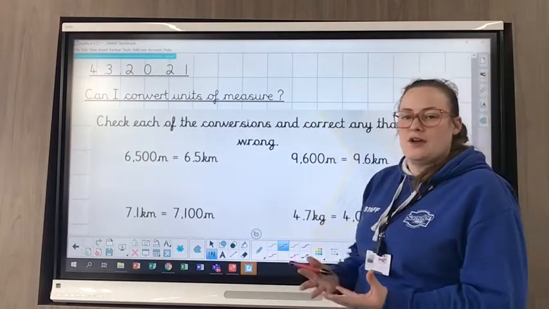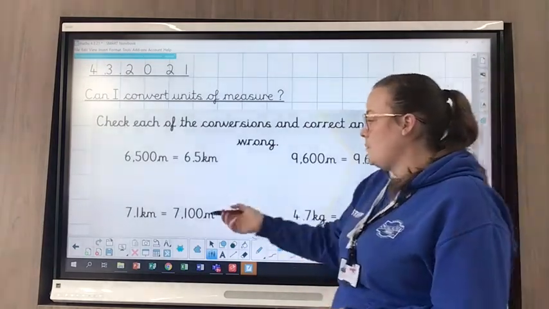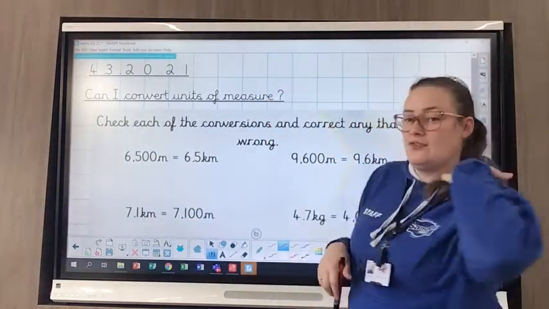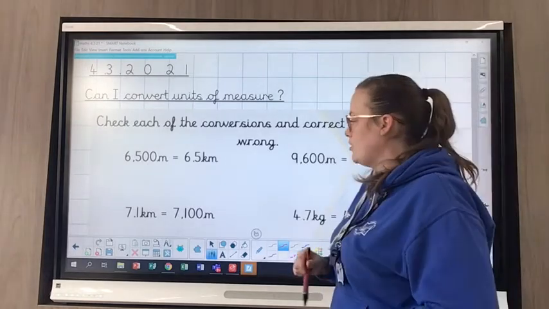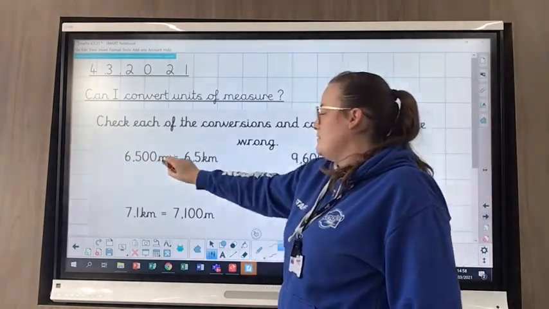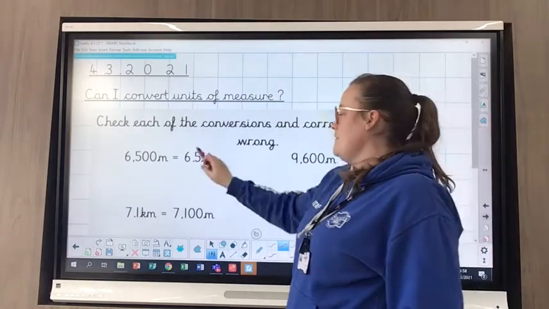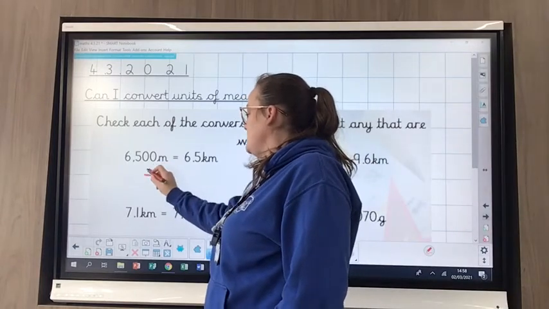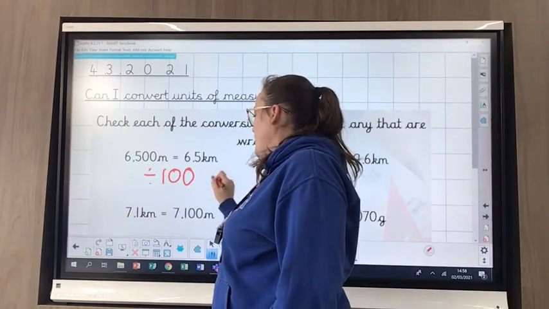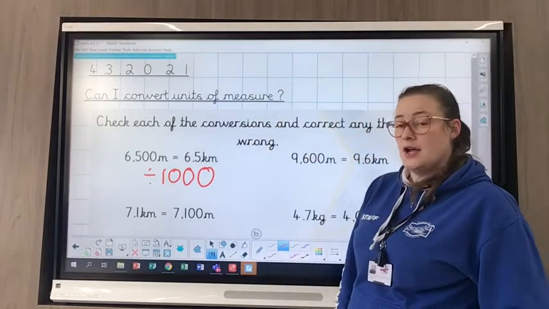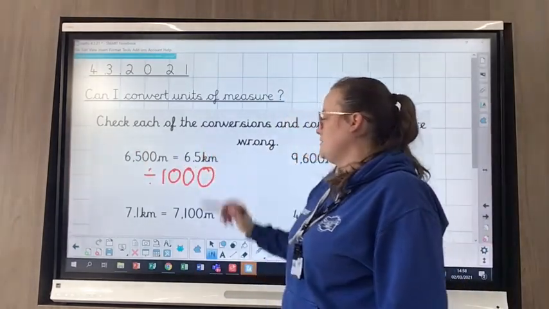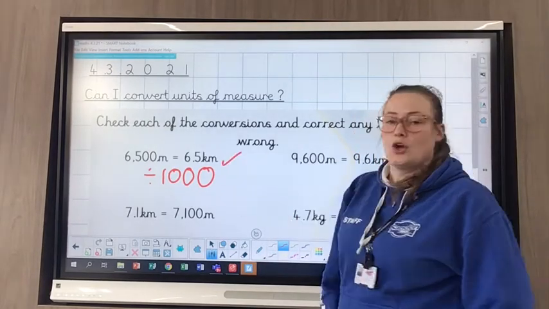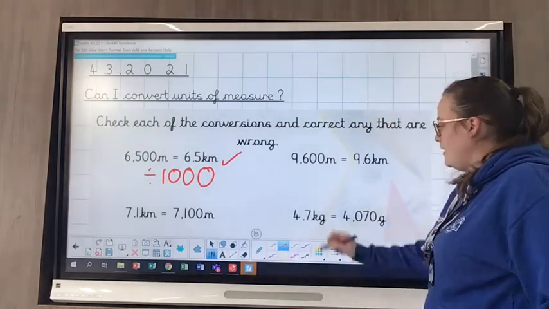So now that we know what our conversion is, and we know that we are multiplying or dividing by 1,000, can we check if these answers are correct or incorrect? So I have 6,500 metres, and I'm converting it into kilometres, which means I am dividing by 1,000. And if I divide by 1,000, I'm moving that place value 3 steps over. So that is correct.